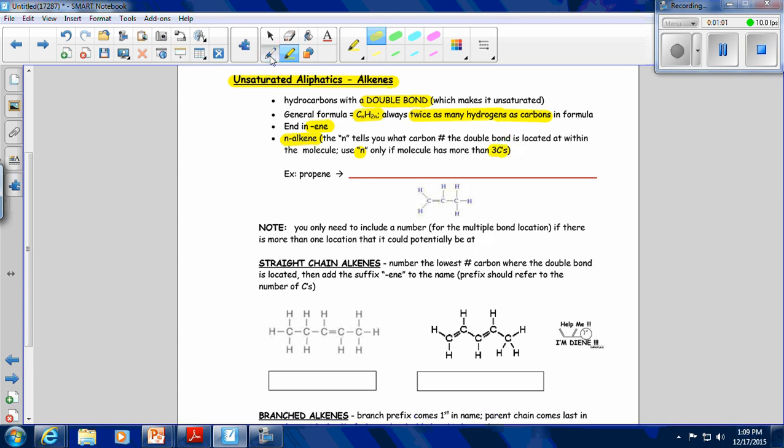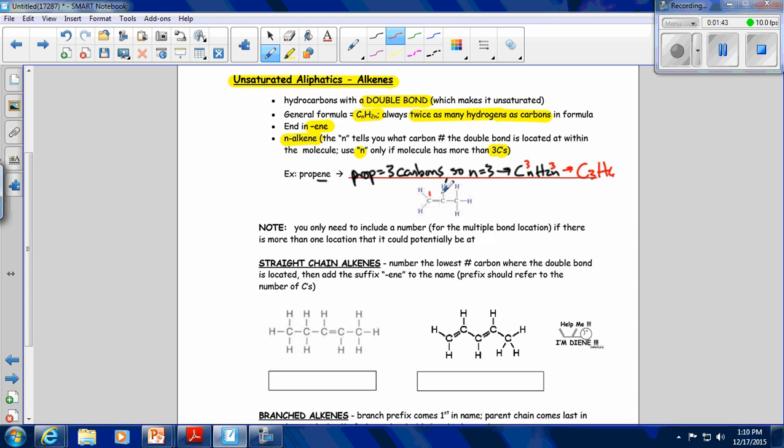All right, for example, if we're dealing with propene, we're going to use prop, which is going to represent, obviously, the 3 carbons. So N is going to equal 3. We're going to go ahead and use our formula of CnH2n. You're going to plug a 3 in for each of the N's. And our final formula is going to be C3H6.